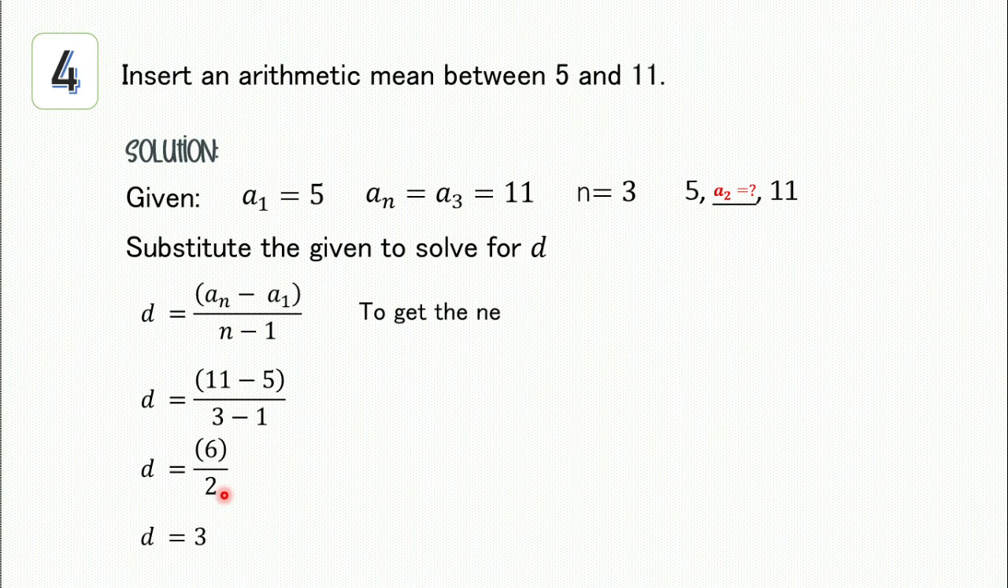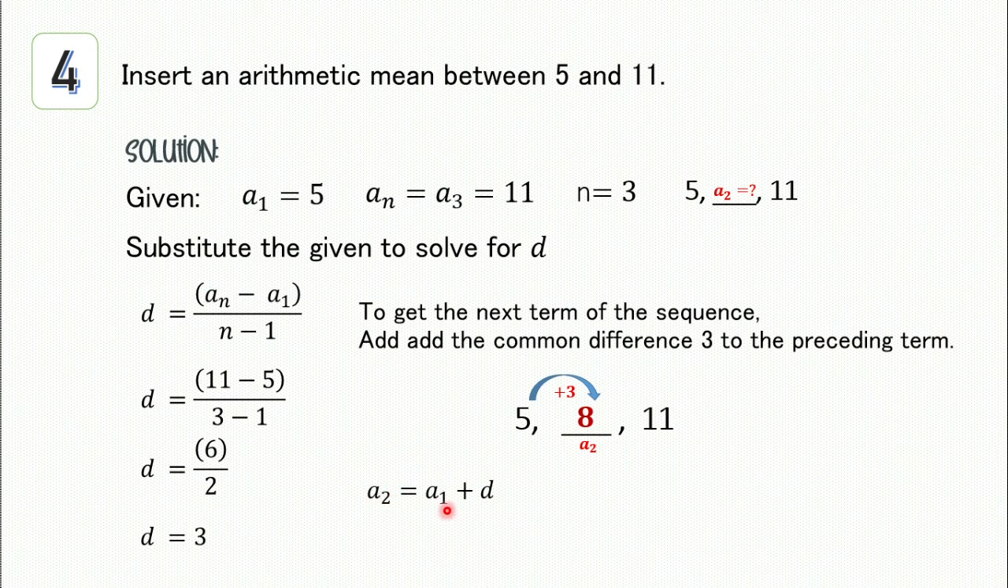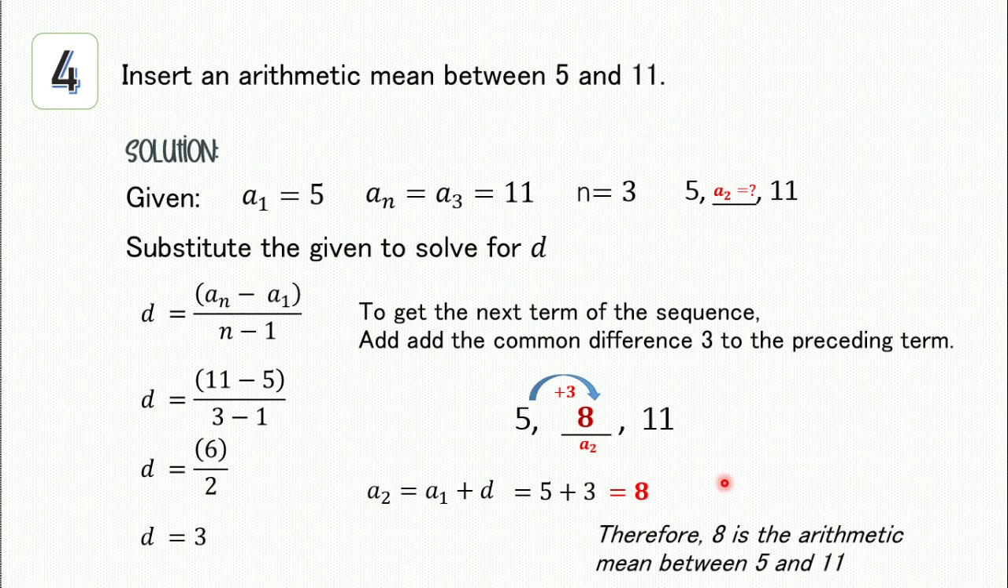Para makuha natin yung a sub 2 ay i-add natin yung common difference sa preceding term. How to do it? So, 5 yung preceding term, right? Before niyo yung a sub 2. So, mag-a-add lang tayo ng 3 sa 5 and it will give us 8. So, this is in the form of figure. Pero we can compute this like this one. a sub 2 is a sub 1 plus the common difference. So, a sub 1 natin is 5 plus yung common difference is 3 and the answer is 8. So, therefore, the 8 is the arithmetic mean between 5 and 11.